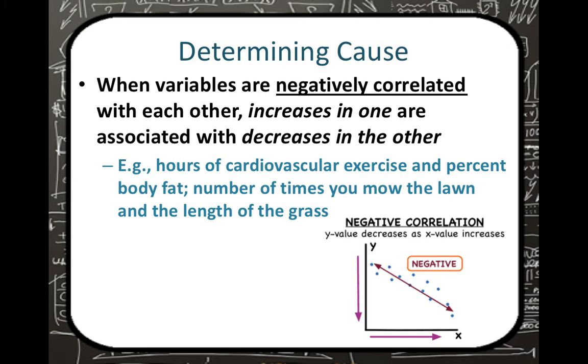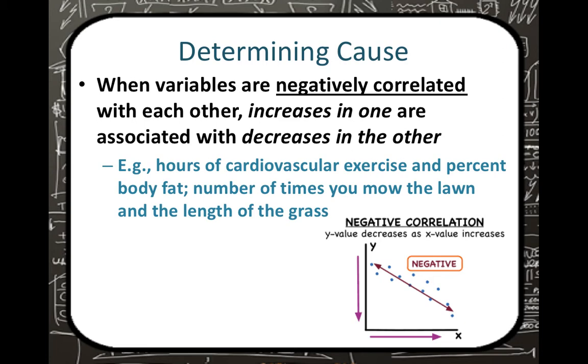Or maybe a more direct one, the number of times you mow the lawn, let's say in a week, and the length of the grass. Well, if you're mowing your lawn every day, so a high frequency of mowing the lawn, your grass is going to be really short, right? It's never going to get very long. So the higher number of times you mow the lawn, the shorter your grass is. Or the lower number of times you mow the lawn, maybe you don't mow the lawn, then the grass gets taller. So high mowing is associated with short grass, and low mowing is associated with tall grass.